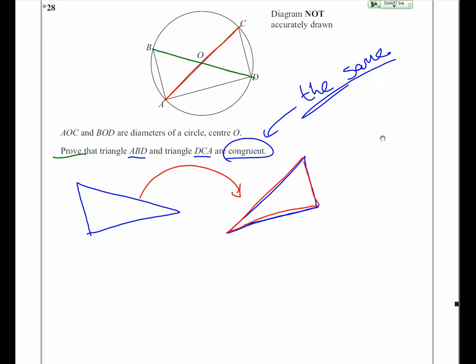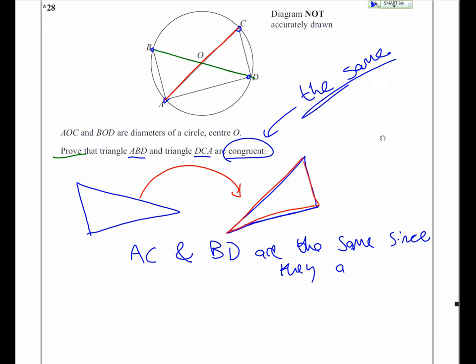Okay? Now, because these are two diameters, what we can say straight off is that AC and BD are the same since they are both diameters. Okay, so that one's okay.